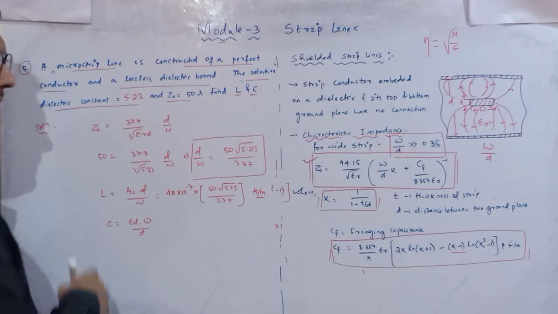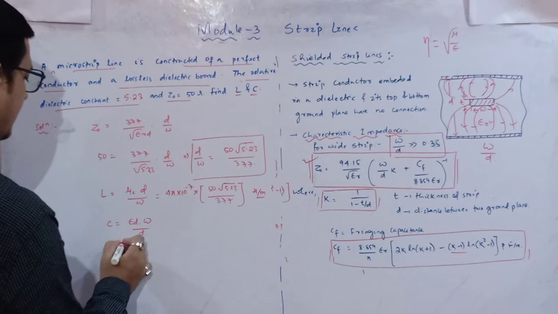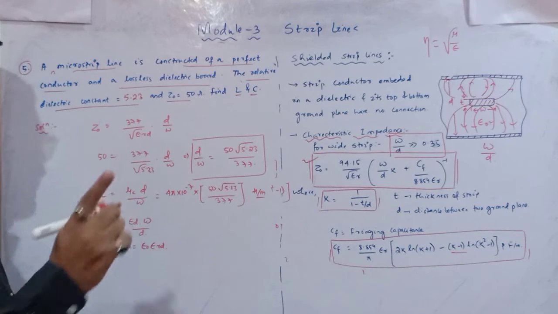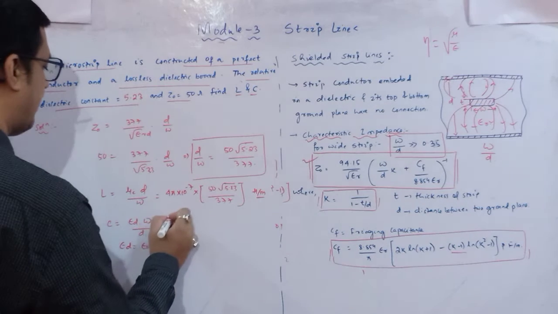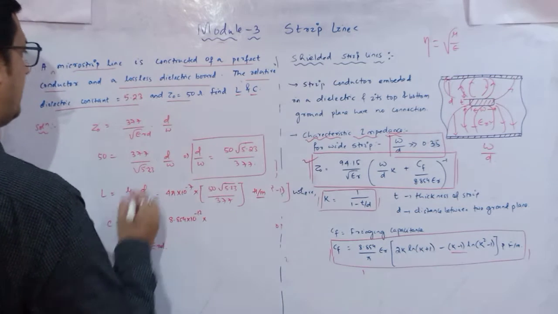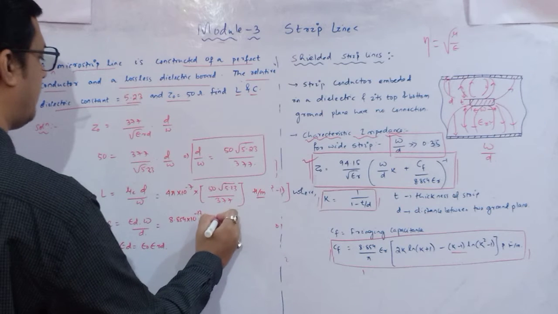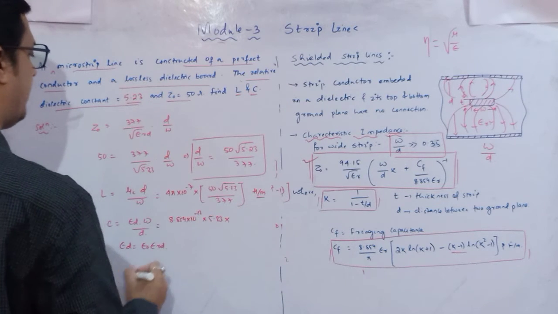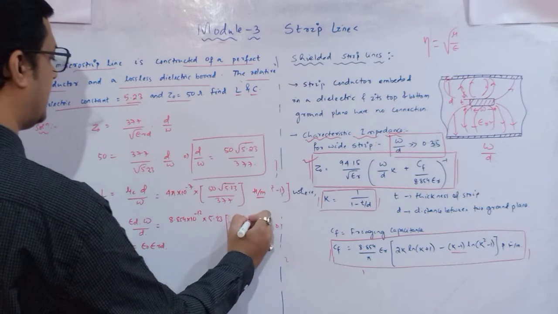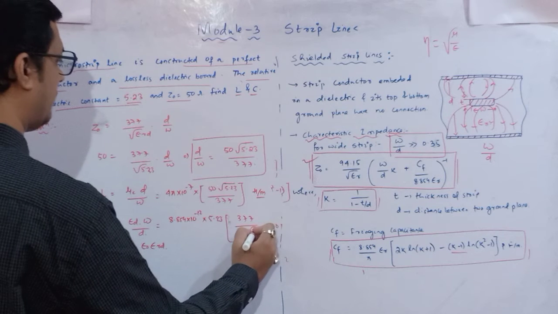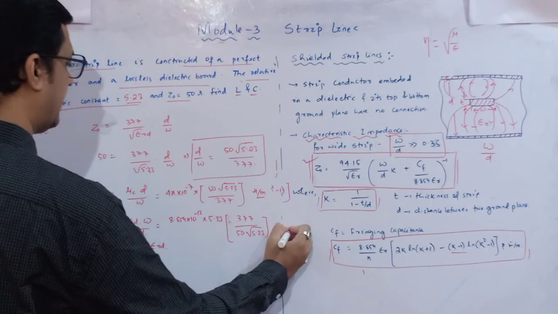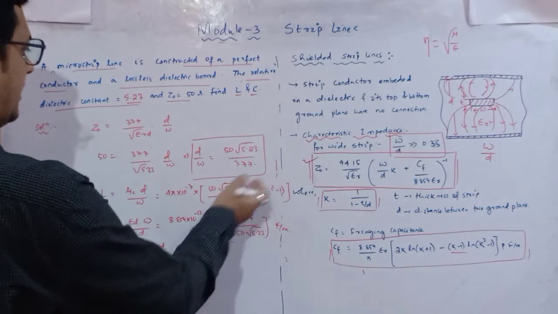Next, for capacitance, we have to calculate epsilon d. Epsilon d is equal to epsilon naught into epsilon RD, the relative dielectric constant. So here I will write 8.854 into 10 to the power minus 12. What is epsilon RD? It is 5.23. What is d by w? Just the reverse of this, whole into 377 divided by 50 root 5.23. It will be in farad per meter. With the help of a calculator, you can calculate and get this value.